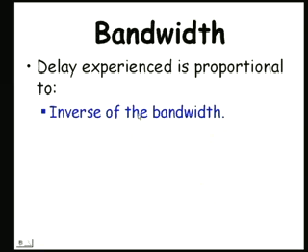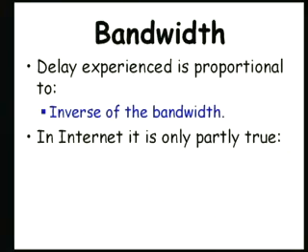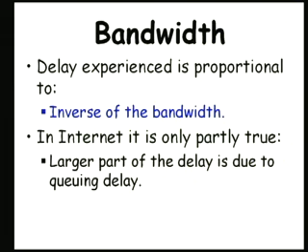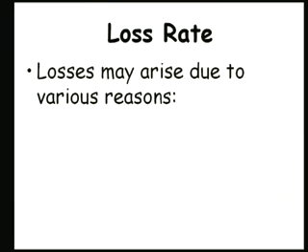If bandwidth is more, delay will be less, or the speed of transmission is more, transmission delay will be less, right. So, they are in inverse relation, but we have already seen that in the case of the internet, it is only partly true, because the major component of the delay is due to the queuing delay. The transmission delay is only a very small part. And loss rate is also another quality of service parameter.